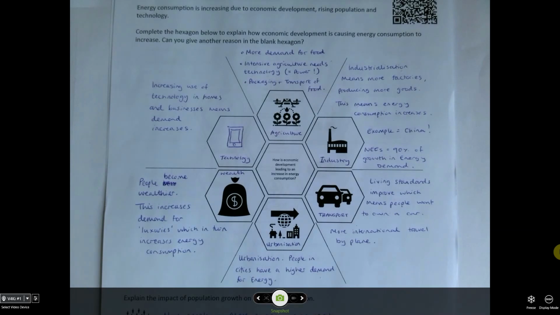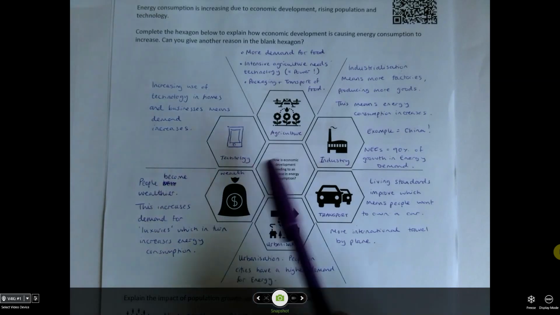So for the sixth one, you were asked to come up with another reason in the blank hexagon. Now you might have come up with a different example to the one that I've come up with. I've chosen technology, and I'm going to explain that to you in just a second, but it doesn't matter if you've come up with a different reason, that's absolutely fine. There are other things that you might have mentioned.